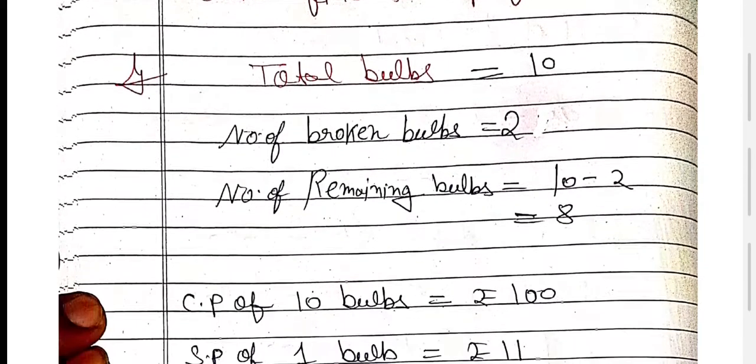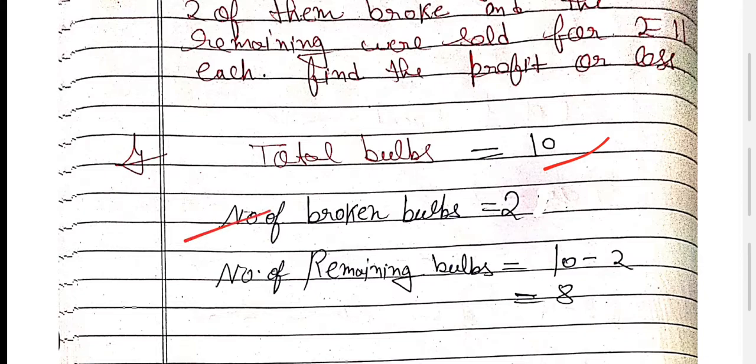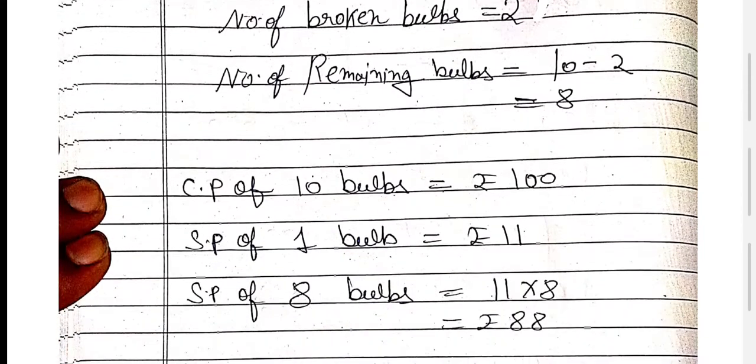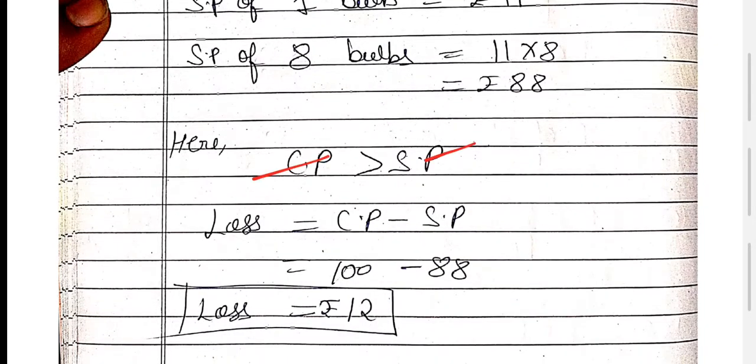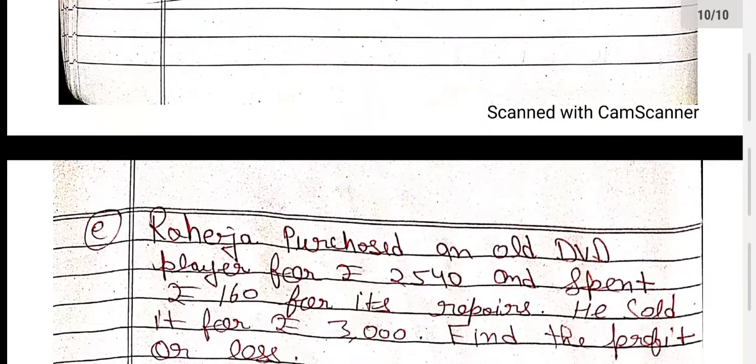Now you have to find the profit or loss. Okay, total bulbs you have 10. Number of broken bulbs you have 2, the number of remaining bulbs is 10 minus 2, 8. It means 8 are the good bulbs. Now the CP of 10 bulbs is rupees 100. And SP of 1 bulb you have 11. Remaining bulbs are 8. So you have to find the SP of 8 bulbs, that is rupees 88. Now just do comparison. CP total you get 100 and SP you get 88. So CP is greater than SP, you have loss. Loss is equal to CP minus SP. Just put the values and subtract, you will get your answer. So loss is equal to rupees 12.